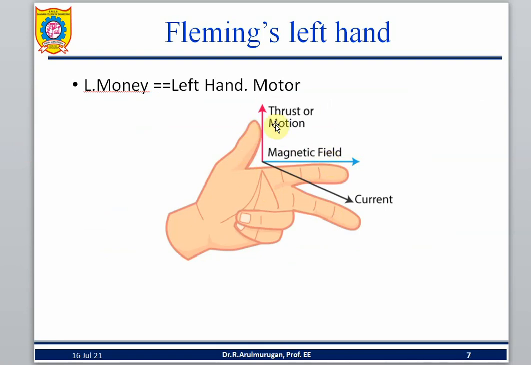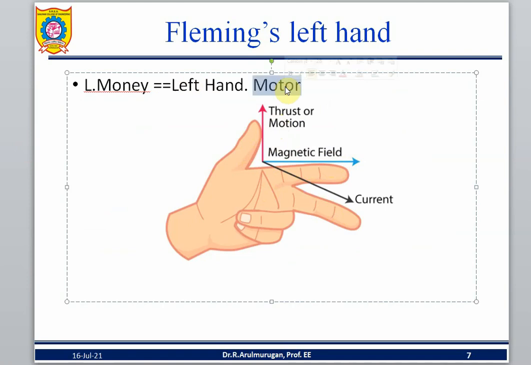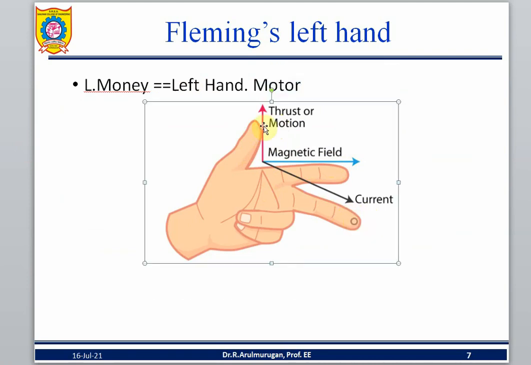the motion. Okay, about the left hand. Left hand rule means motor. Motor means what? Electrical input. Electrical input means current is applied. So current is applied, and what is the output? Motion takes place. So 1, 2, 3, the way you want to say it. First you say this one, then the second one, and the third one.